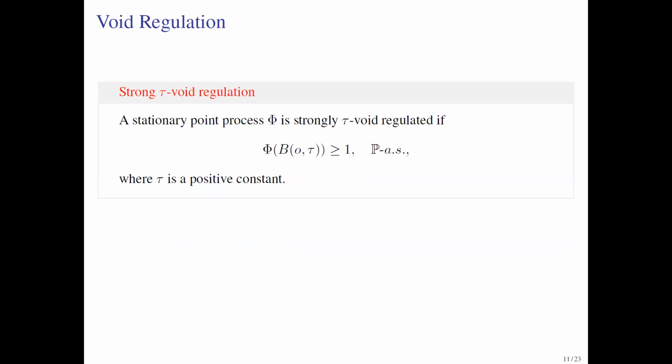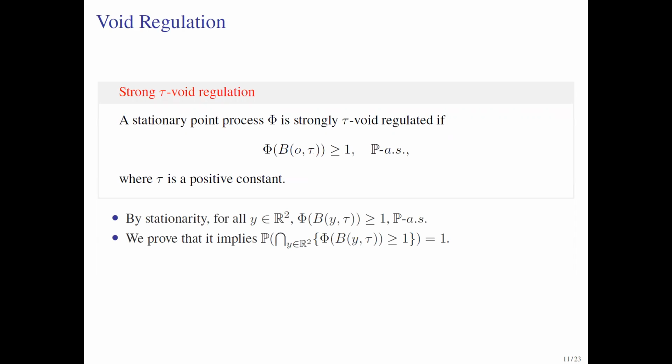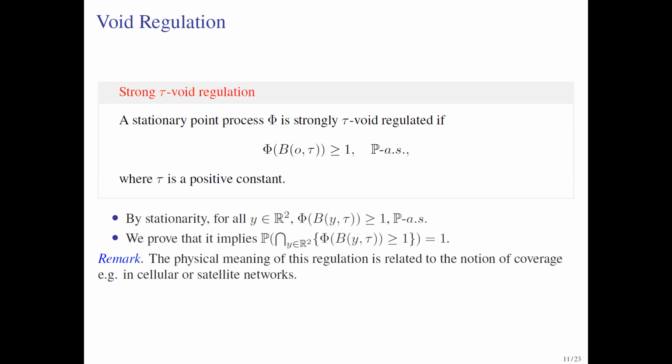So I defined two regulations, Bohr regulations and shot noise regulations, which are equivalent. The second class of regulation I defined is called void regulation. It says that a stationary point process is strongly tau void regulated if from the origin, in a closed ball of radius tau, I observe at least one point from the point process. Again, by stationarity, this holds everywhere in space, and they hold true jointly.